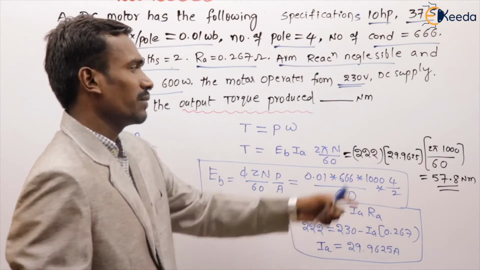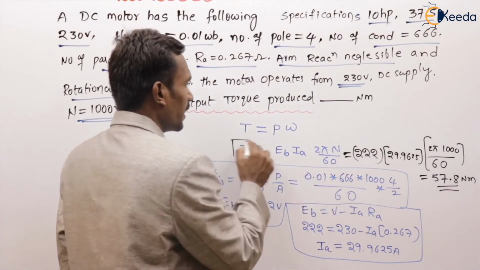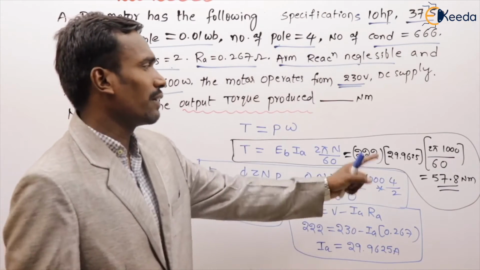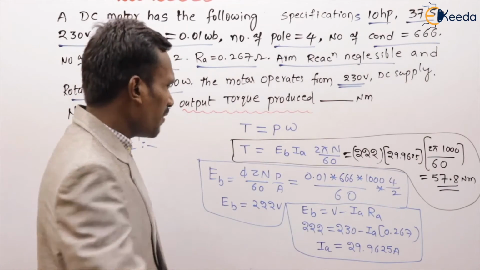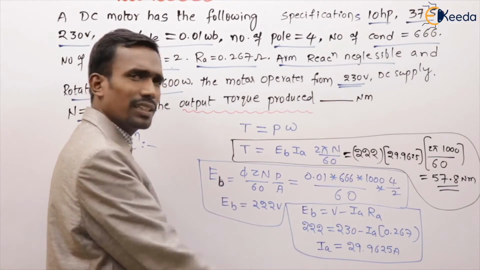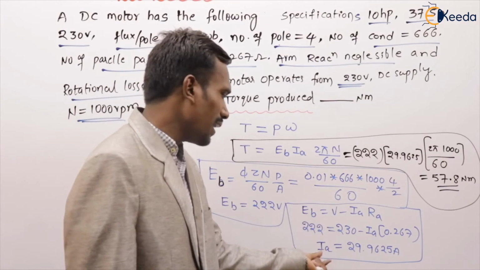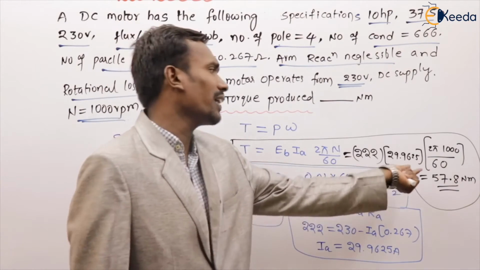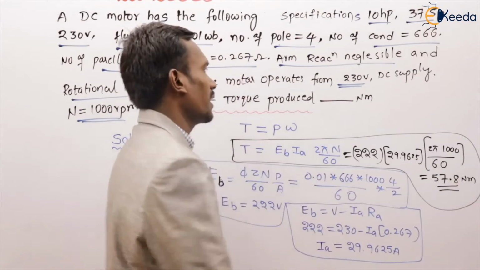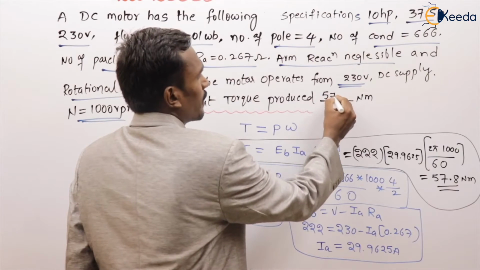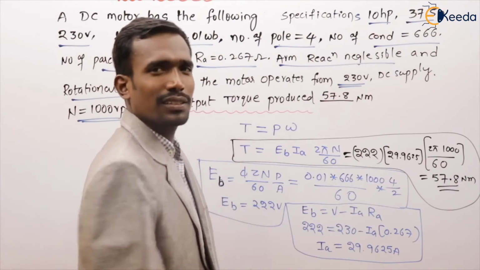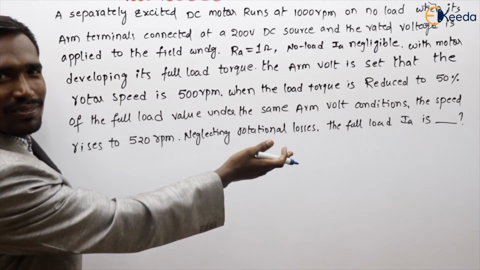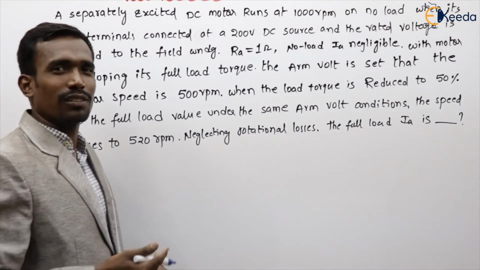57.8 Newton meters. The torque T developed by the motor is equal to 57.8 Newton meters. Very easy question. Actually, we find EB, and from that EB, I calculated IA. After that, I substituted all the values, and then we can get the answer. The answer is 57.8 Newton meters. It's a very simple question, right? A big question, right? Let's try to solve this.